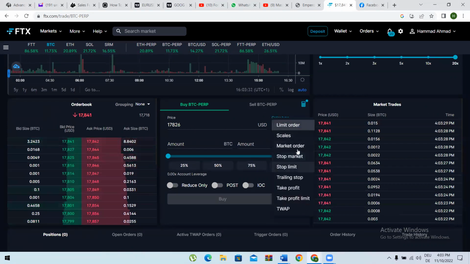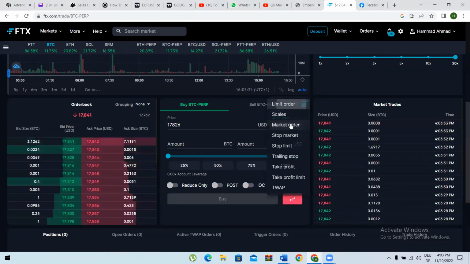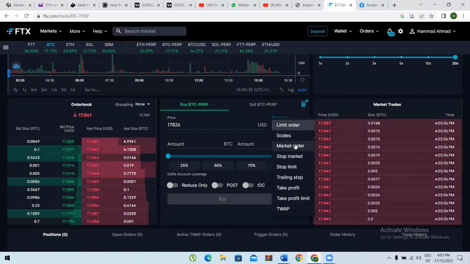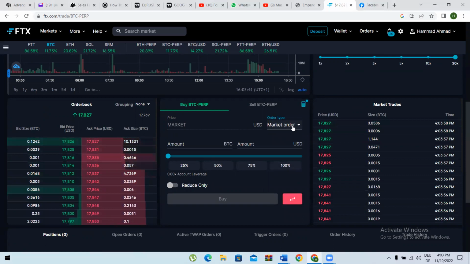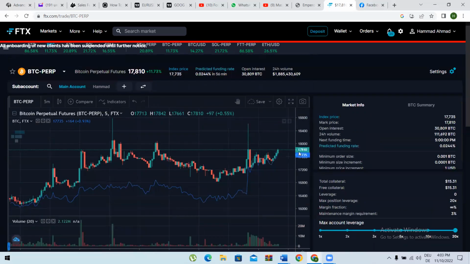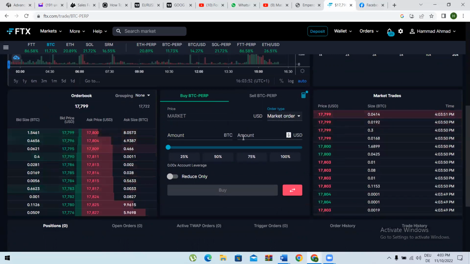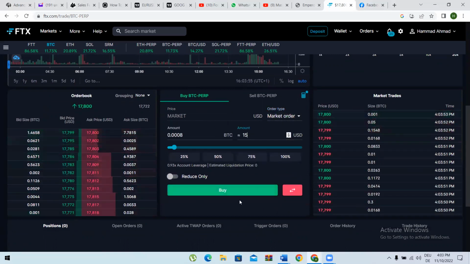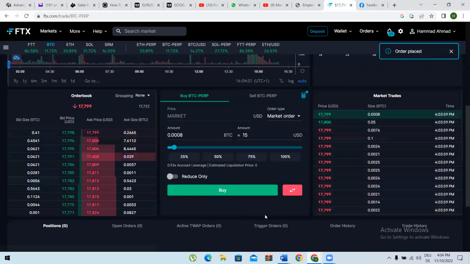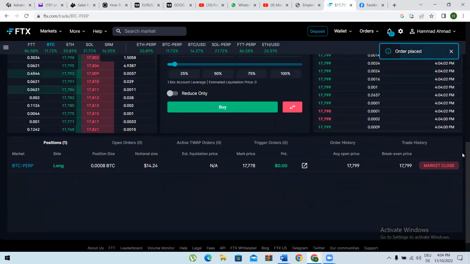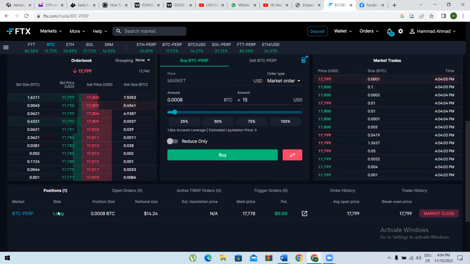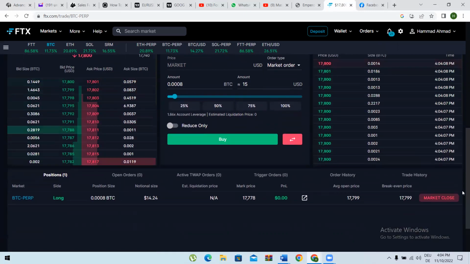We have talked about market order and limit order, and they are the same here too. What is a market order? If you want to trade at the current market price, for example if the current market price is 17,810, you select market, put in 15 USDT, and then if you buy, your trade starts. You can look here, my position has started.